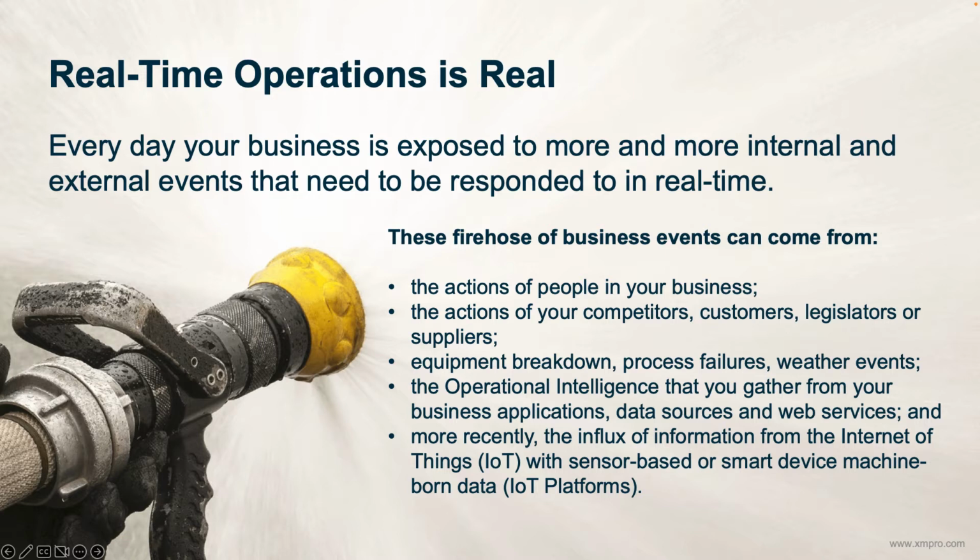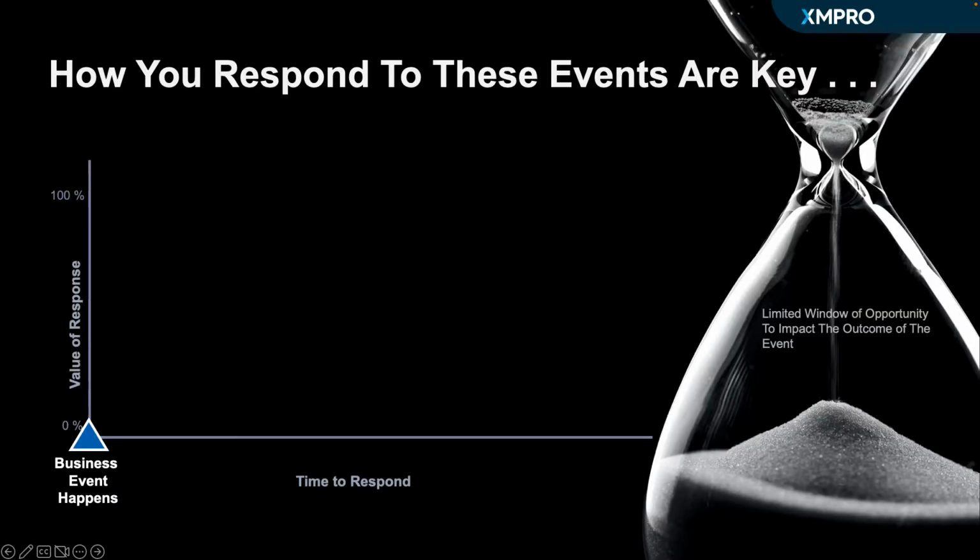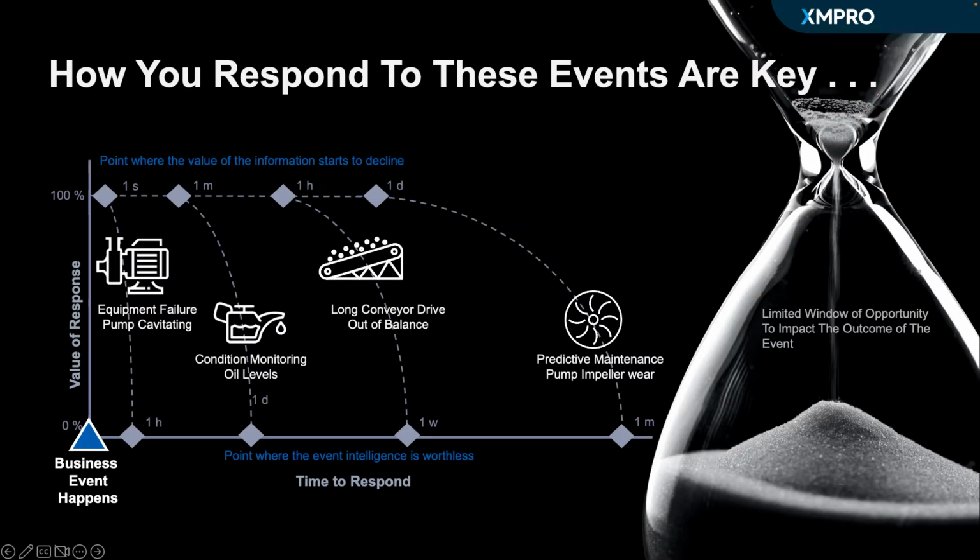And currently we've seen the influx of information from Internet of Things with sensor-based or smart device or machine-borne data as part of this deluge of information that come at you. Now, how you respond to these events is really the key. And the value of real-time information that you receive on when things are happening or likely to happen depreciate over time. So when you know a certain condition exists, you have limited time, and depending on what the event is, that time span that you have to respond to it varies. So you want to be notified when these things happen.